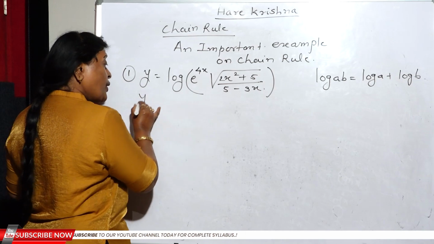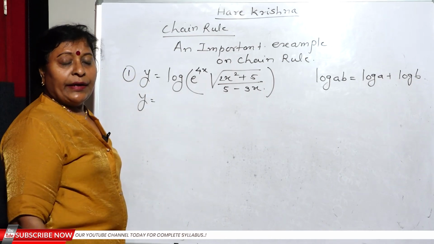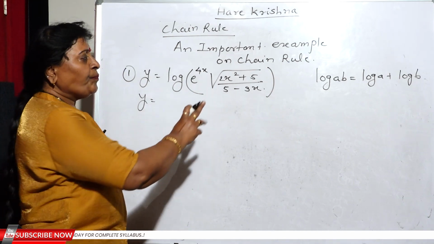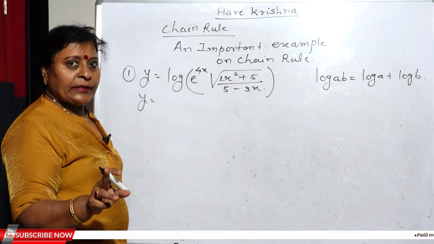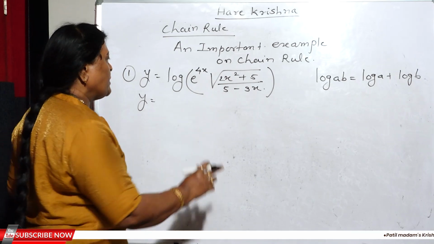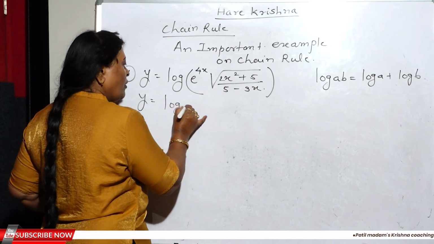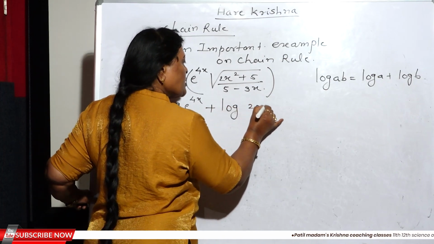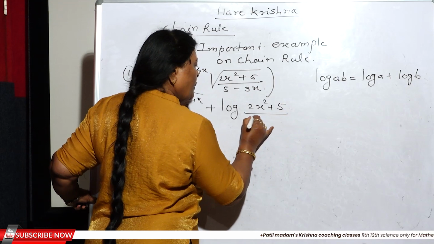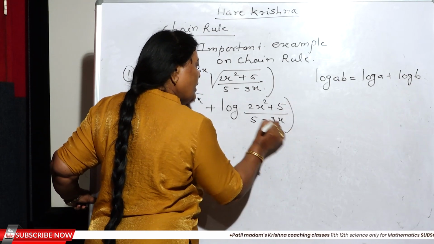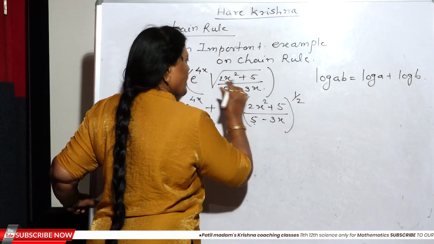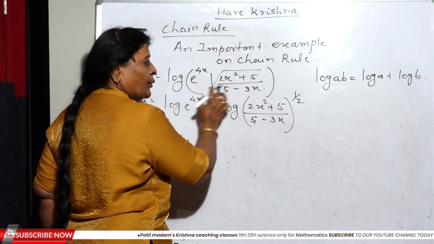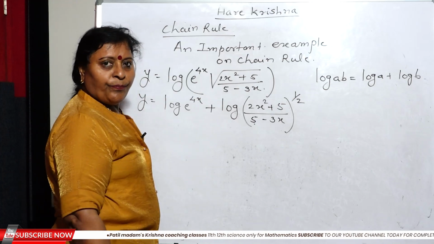Therefore what you have to do? First you have to simplify, then you have to find the derivative with the help of the chain rule. First you have to simplify the function with the help of the laws of logarithm. Remember this, because these are very important examples. Now here you have to write log of e raised to 4x plus log of ((2x square plus 5) divided by (5 minus 3x)) whole raised to the power 1 by 2, because I have eliminated this root, and if you eliminate the root you have to give the power 1 by 2, isn't it?